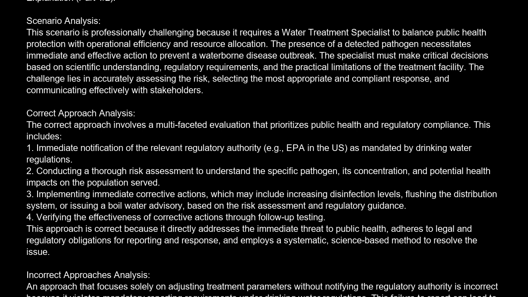Correct approach analysis. The correct approach involves a multifaceted evaluation that prioritizes public health and regulatory compliance. This includes: 1. Immediate notification of the relevant regulatory authority, e.g., EPA in the U.S., as mandated by drinking water regulations. 2. Conducting a thorough risk assessment to understand the specific pathogen, its concentration, and potential health impacts on the population served. 3. Implementing immediate corrective actions, which may include increasing disinfection levels, flushing the distribution system, or issuing a boil water advisory based on the risk assessment and regulatory guidance.